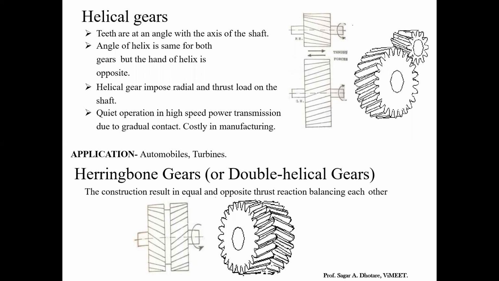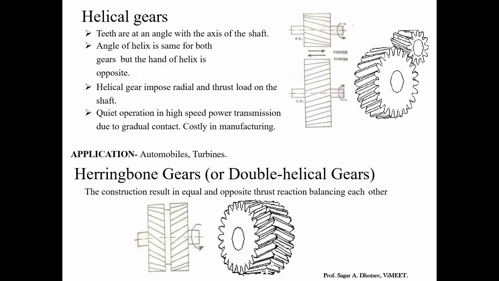The gradual engagement results in a lower dynamic load as well as smoother and quieter operation, even at a high pitch line velocity. Even as the velocity increases, it is still quiet in operation as compared to the spur gear. So this is a very important scenario while choosing the appropriate type of gear. As compared to the spur gear, the helical gear is costlier because it has angular teeth engraved.